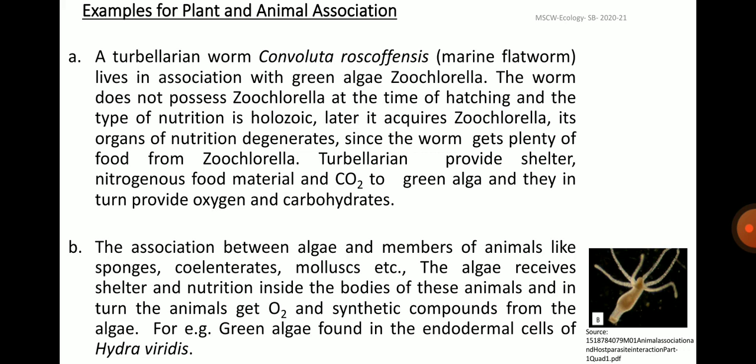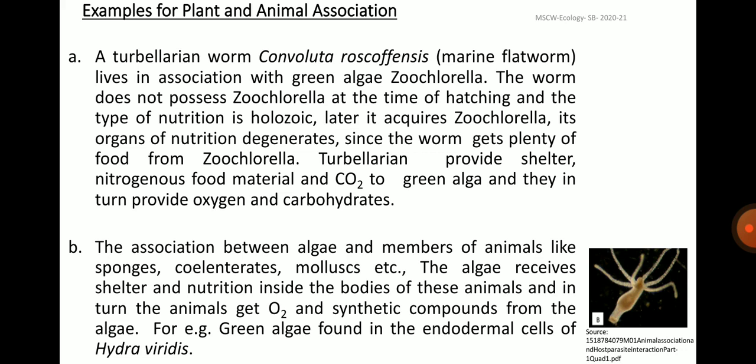Later, it acquires Zoochlorella. Its organs of nutrition degenerate since the worm gets plenty of food from Zoochlorella. The turbellarian provides shelter, nitrogenous food material, and carbon dioxide to green algae, and they in turn provide oxygen and carbohydrates to the turbellarian.